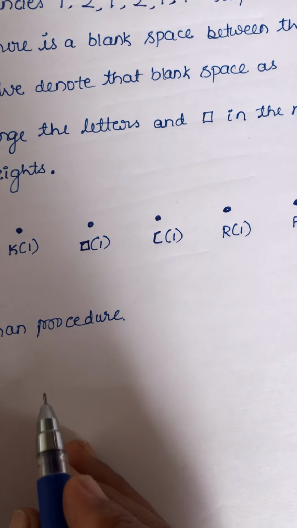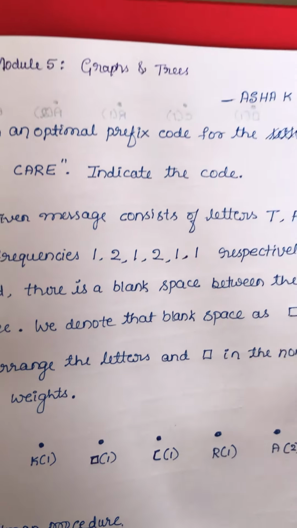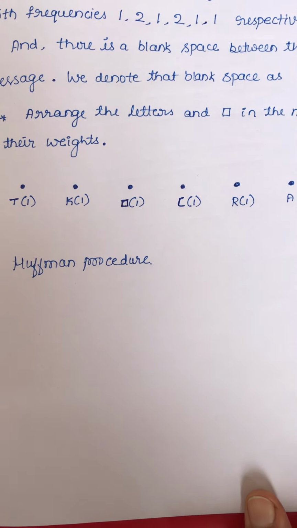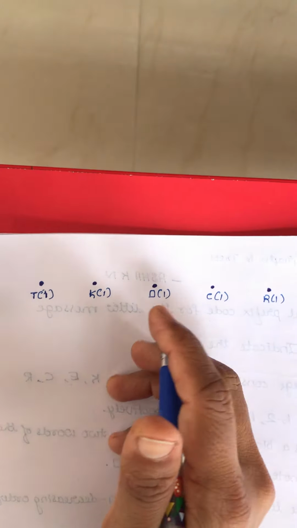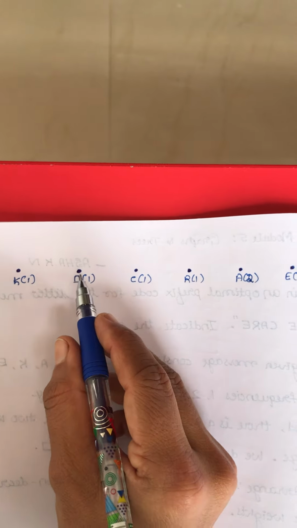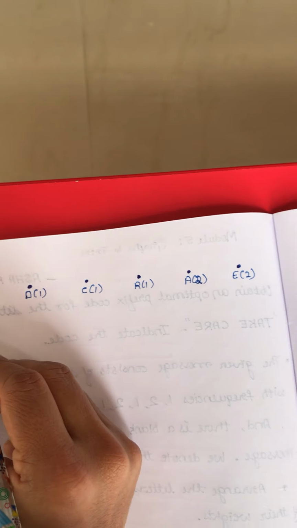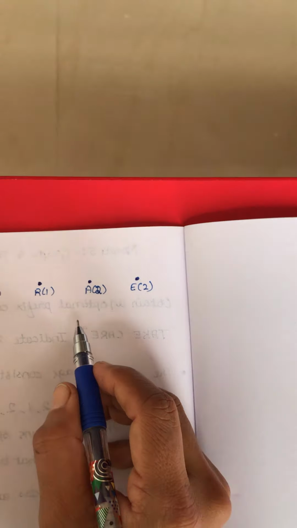Now we are going to follow the Huffman procedure. Since it is tough to explain in this page, and only a little space is left, I will continue on the next page. So I have written the same thing I had written in the previous page: all the letters, including the blank space, with their frequencies.